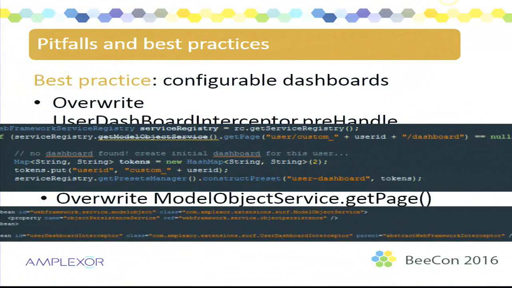And then as a second step, you need to overwrite again the model object service get page methods, the same as we did with the fixed dashboard solution. And as a side note, to overwrite both classes, you need to overwrite the bean definition, of course.